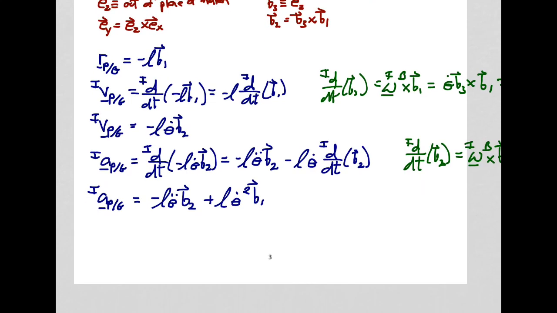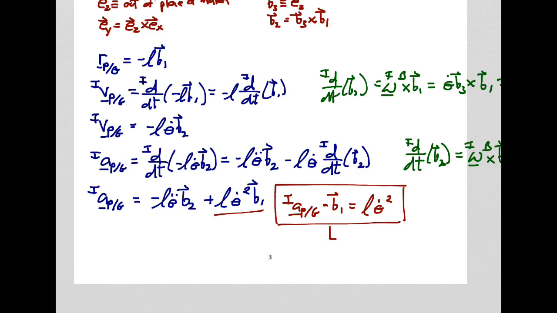Now we're only interested in our centripetal acceleration, which is this term. So we see that acceleration of p with respect to g as observed in the inertial reference frame. And because we only want our centripetal acceleration, we can take the dot product in the b1 direction, and then this gives us our L theta dot squared. So here is our expression for our centripetal acceleration. It's this that needs to be less than 2g.